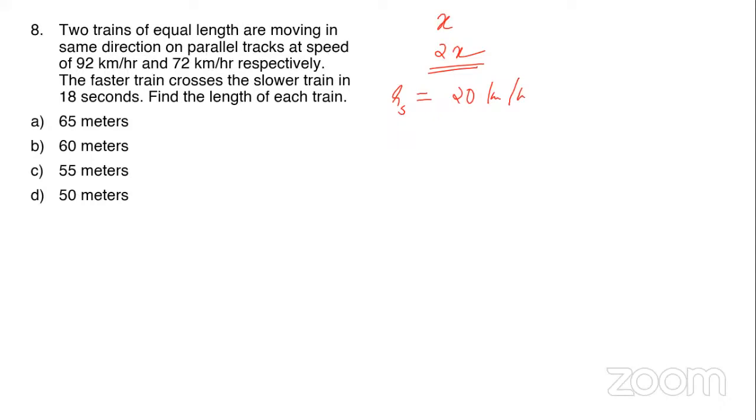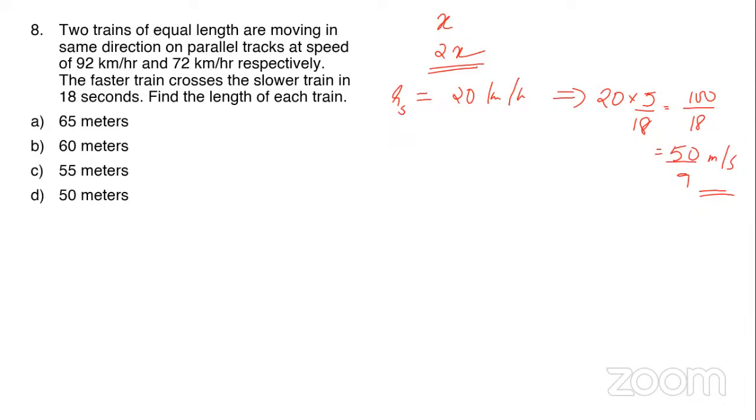Now you have to convert that to meters per second, because the length of the train will be in meters. For that, you multiply by 5 by 18. So 20 into 5 by 18 gives 100 by 18, which is nothing but 50 by 9 meters per second. So the relative speed of the faster train is 50 by 9 meters per second.